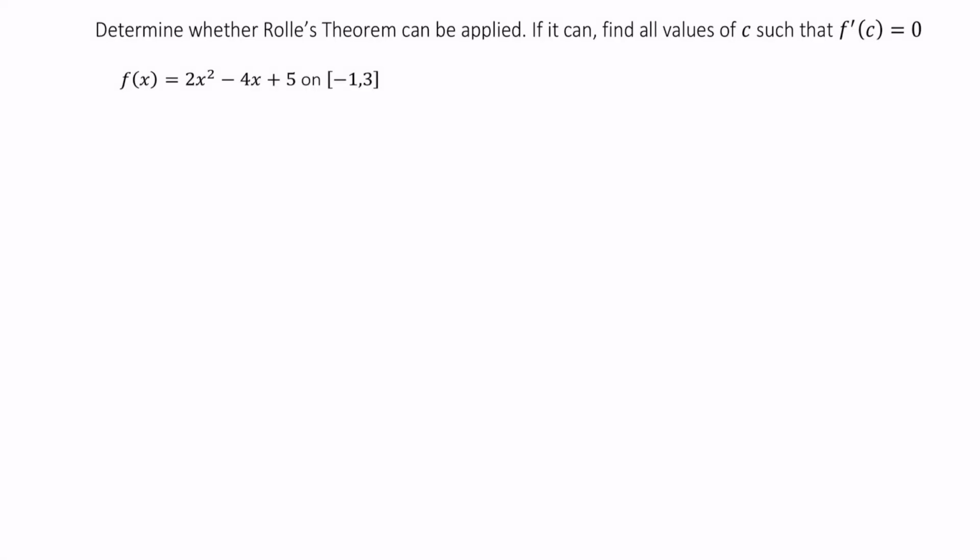All the values such that the derivative of this function evaluated at that point, in our case we're calling this value c, is equal to 0. So that is, where does it have that horizontal tangent line? Okay, so the first thing we have to do is verify whether or not we can even apply Rolle's theorem.